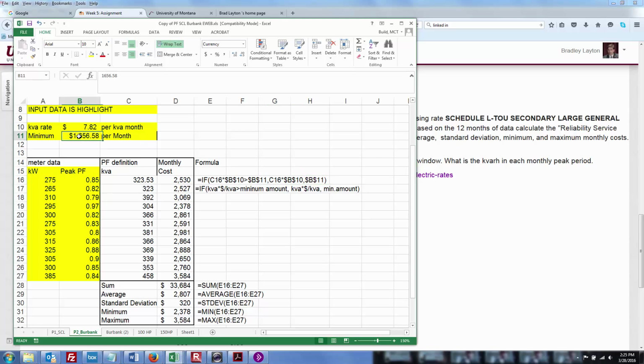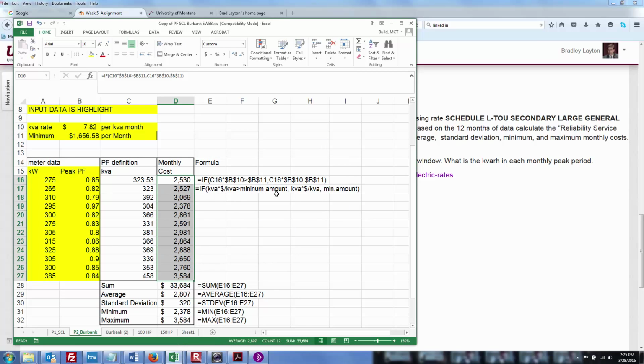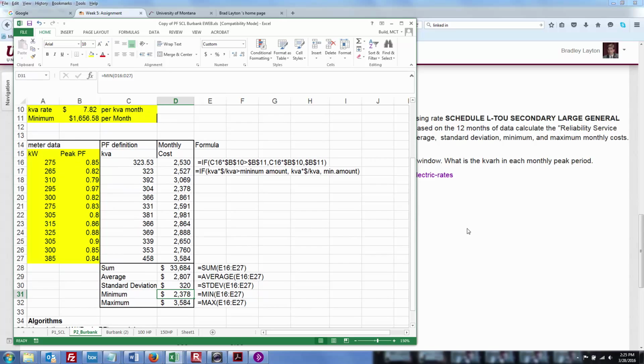So in this case, the minimum was never actually triggered. So we always paid the flat rate. Yep, we always paid the flat rate there. So there's the sum, there's the average, there's the standard deviation. Pretty simple. There's the minimum and there's the maximum for each month. Okay, pretty simple. So there's Burbank.